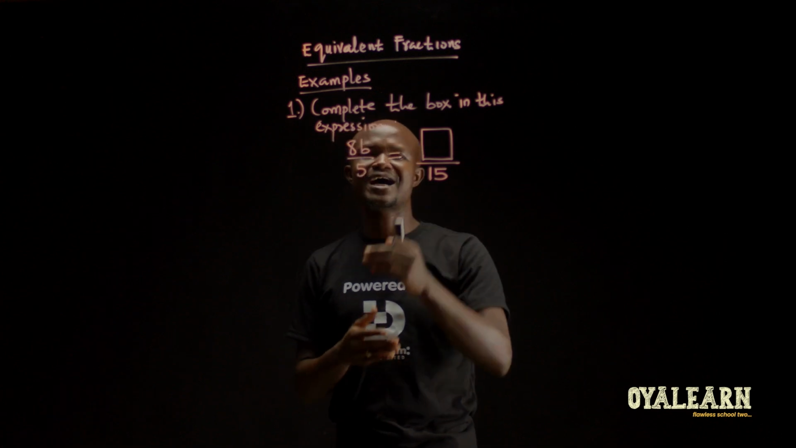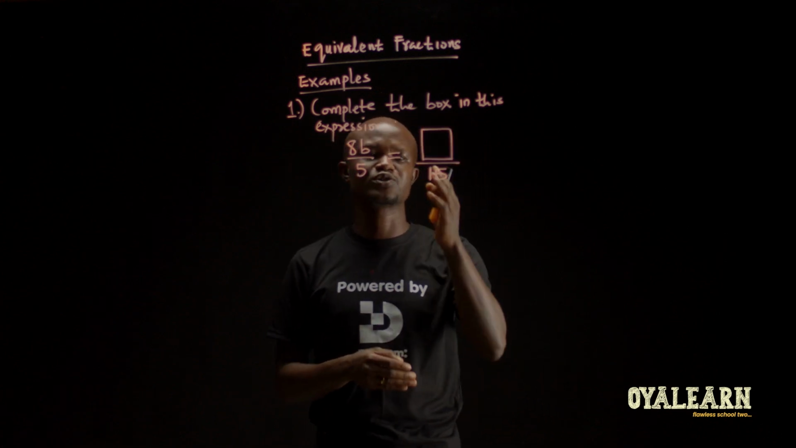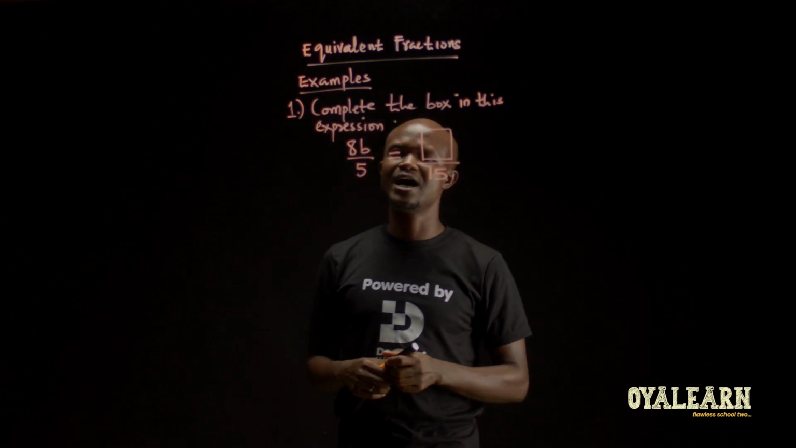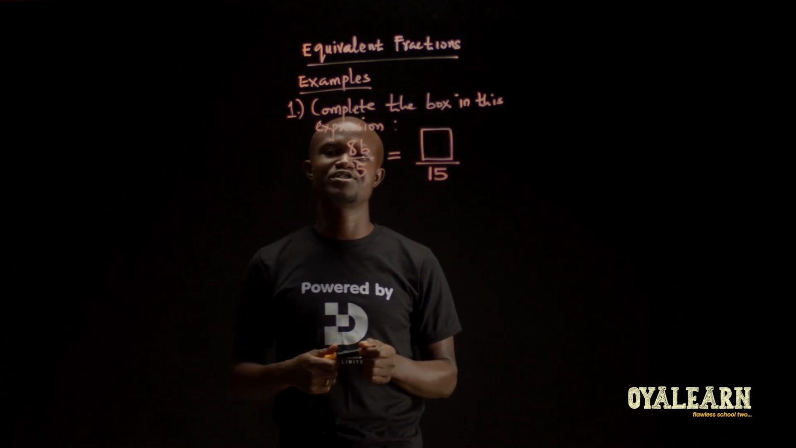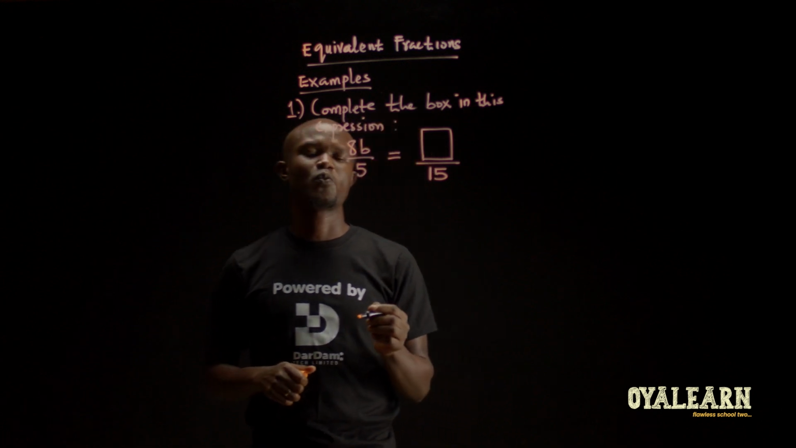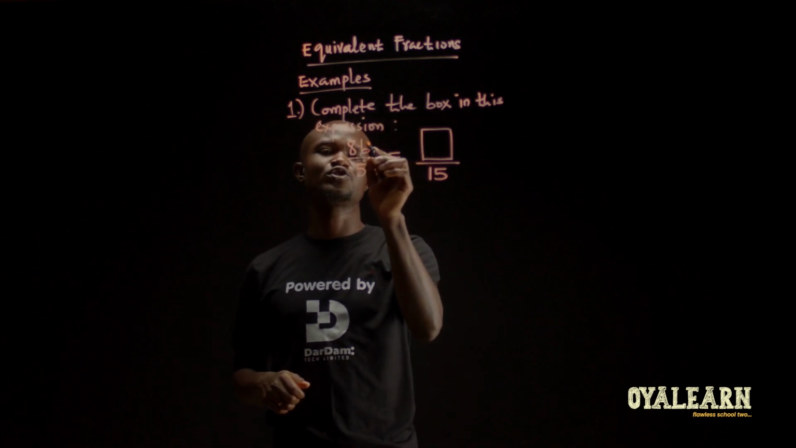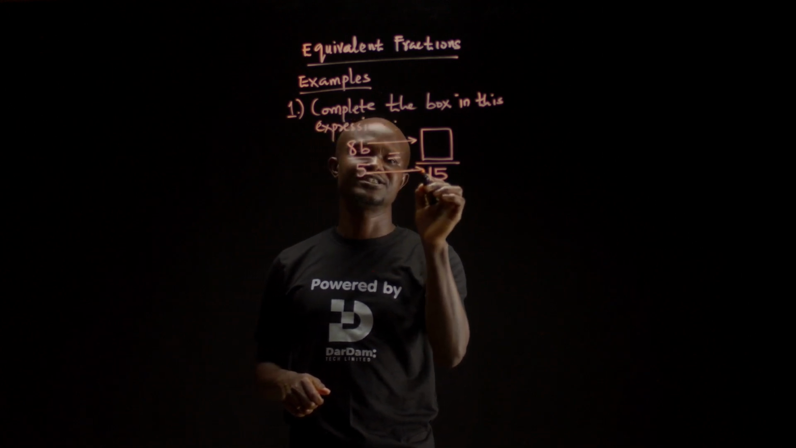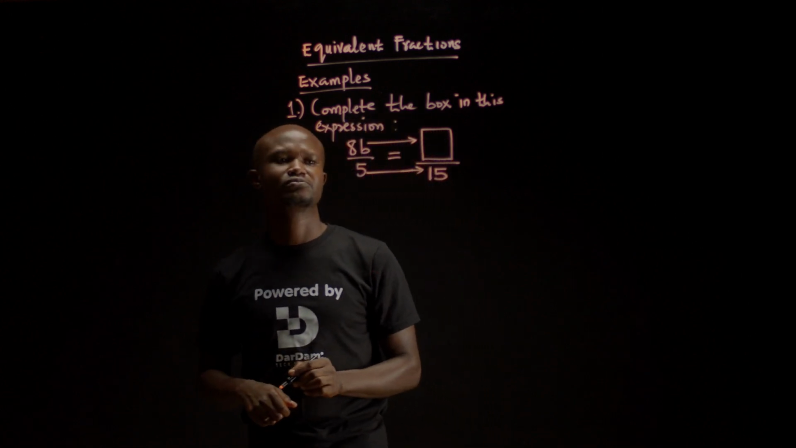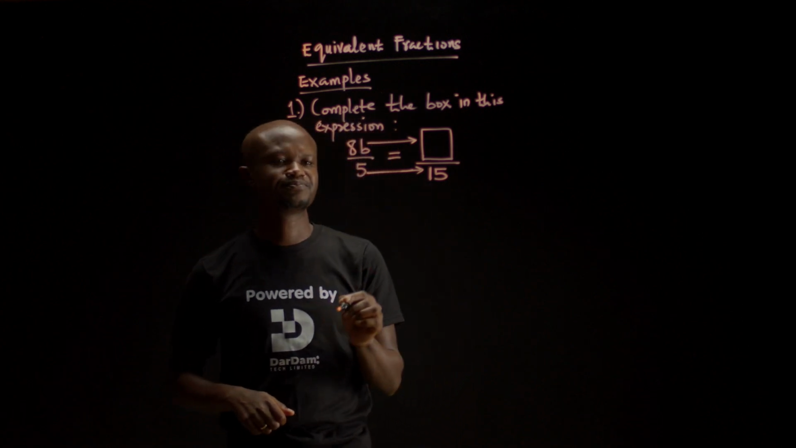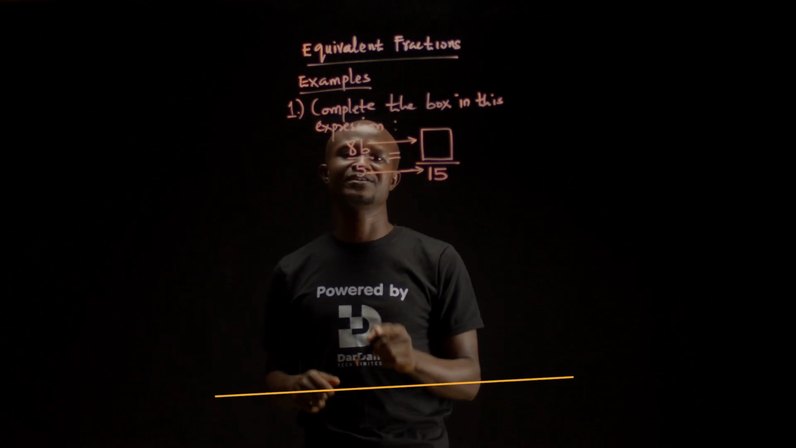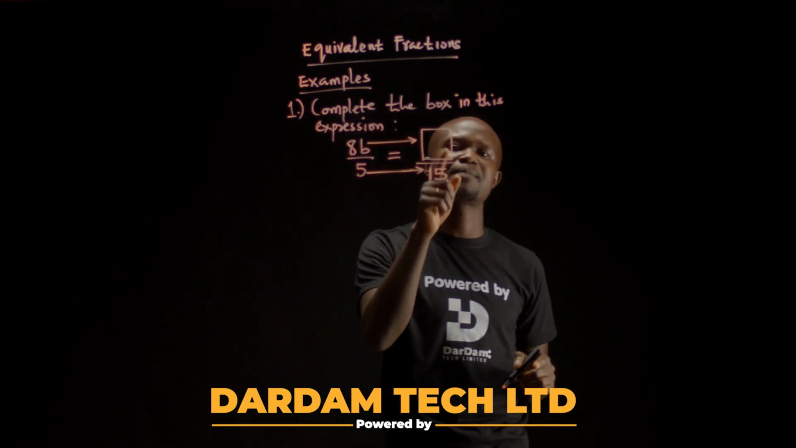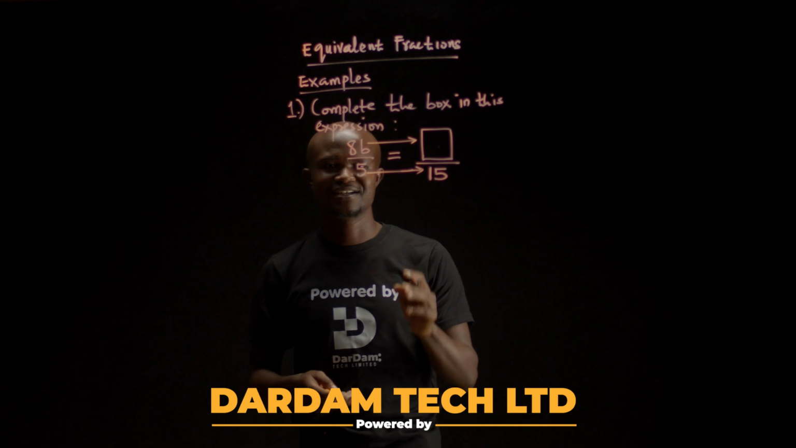Now, for us to determine what we are going to have inside the box, this is what you need to do. We are going to apply the principle of mapping. We map numerator to numerator, then denominator to what? Denominator. Now, looking at what we have here, we map 5 to 15, but for the numerator, 8b is being mapped to an empty box. We don't have anything there.